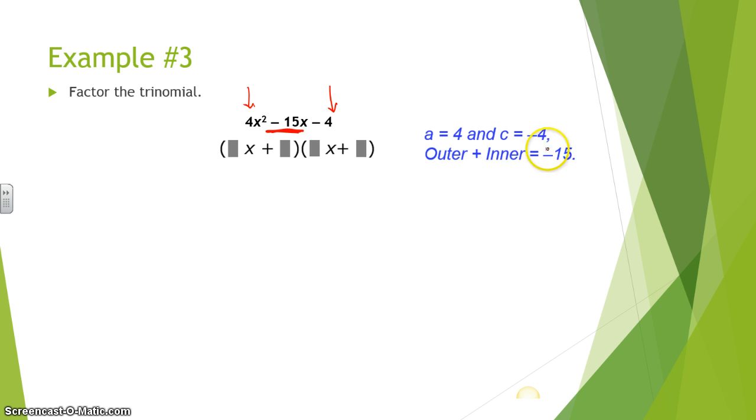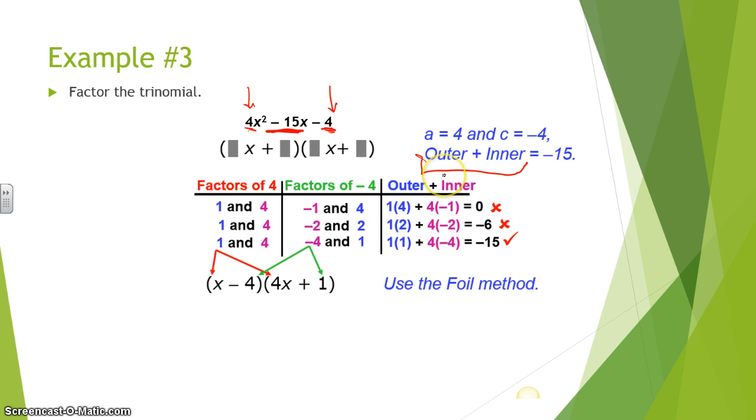The inner part of this is going to be negative 15. Notice here too they said the outer plus the inner would add to be negative 15. So whatever we choose for a plus whatever we choose for c has to add to be that inner value, negative 15. So here's our chart. They used 1 and 4 for factors of 4. You could use 2 and 2, but when you work with 2 and 2, it's probably not going to add up to give you 15 for the center here.